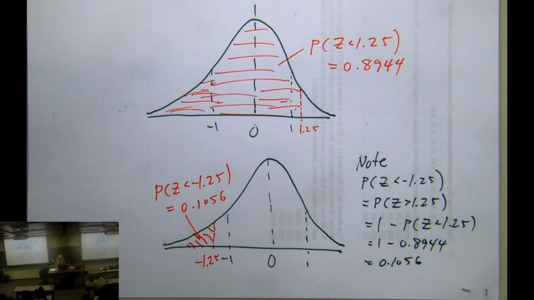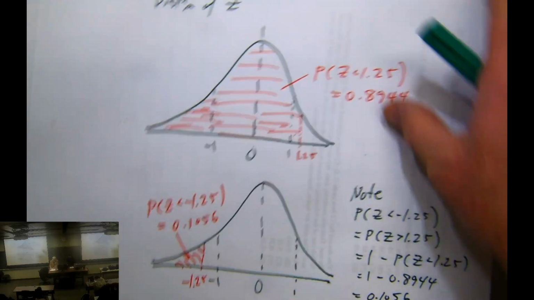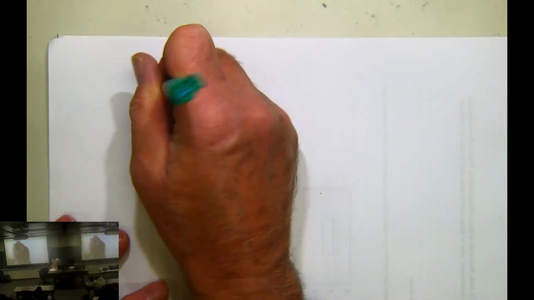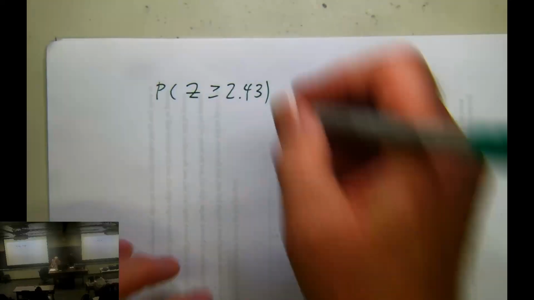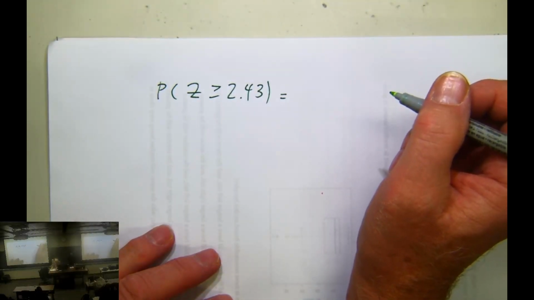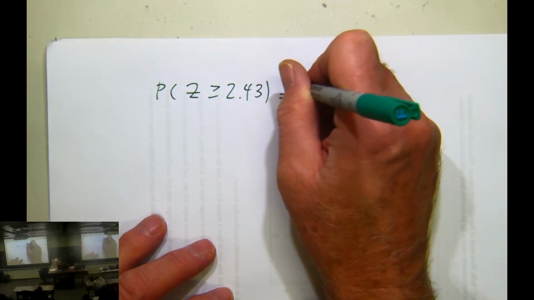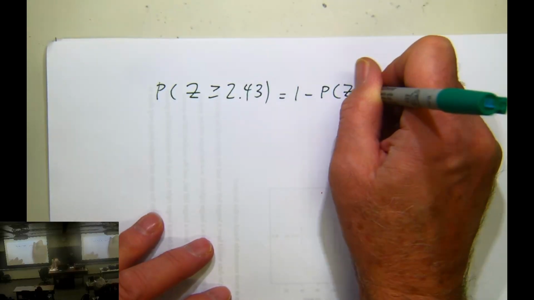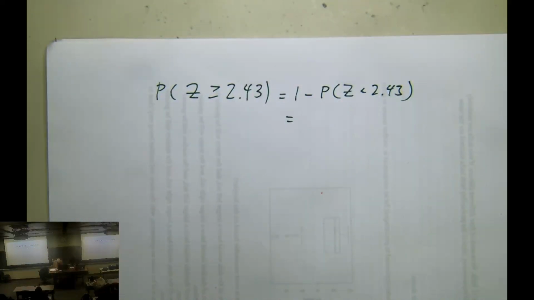Probability z is greater than or equal to 2.43. Do we need to look that one up? I'm not going to show them where I get this off the table, but for the third one here, the probability z is greater than or equal to 2.43. Again, don't let the equality throw you. It just doesn't matter. Okay, so I'm going to give you two solutions. One is to do 1 minus the probability that z is less than 2.43. Okay, 2.43. Let's get that little sucker.